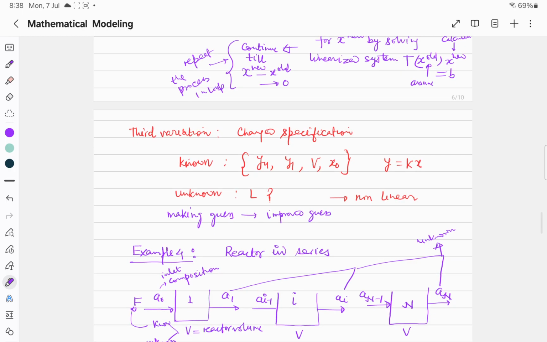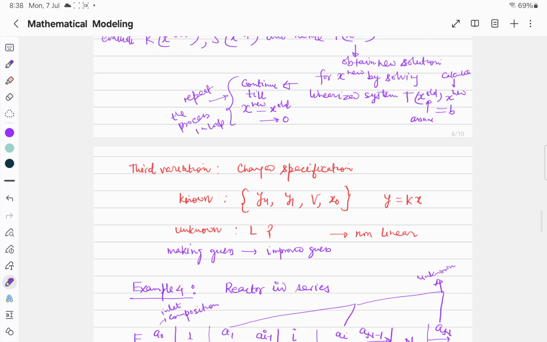Okay, third variation: if you change the specification, suppose you are given y4 and y1. Suppose you have sulfur dioxide or carbon dioxide in the atmosphere, and you want to reduce its concentration, so you use a solvent to extract it. You bring the composition from y4 to y1, you know the vapor flow rate, and you also know the liquid composition at the inlet.